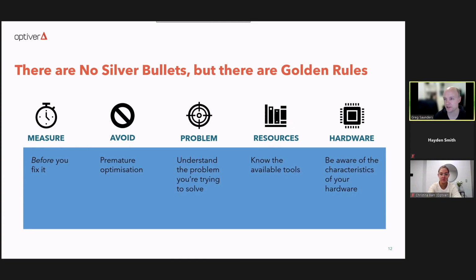Understand the problem that you're trying to solve. You can't just take a superficial level of understanding of a problem and produce the best possible solution. You have to really understand the problem in depth in order to produce the best and usually fastest solution. You have to know the available tools at your disposal, and we're going to look at a few of them in this lecture. And lastly, you have to be aware of the characteristics of your hardware so that you understand why your system performs the way that it does. So let's try and apply some of those rules to this problem of responding to this order book information from the exchange with minimal latency.